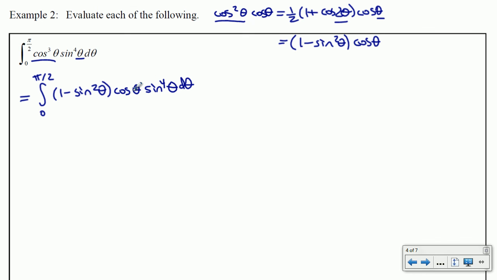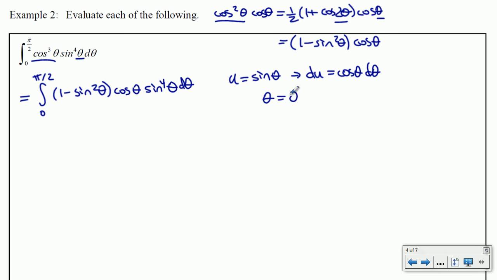And the obvious choice for a regular substitution here would probably be sine theta. So u equals sine theta. That means du is equal to cos theta d theta. And that's great because we have a cos theta d theta in the integral. And now we just need to figure out what our new limits of integration will be.